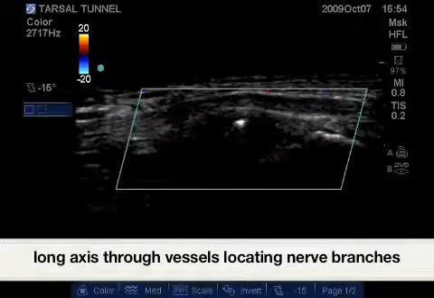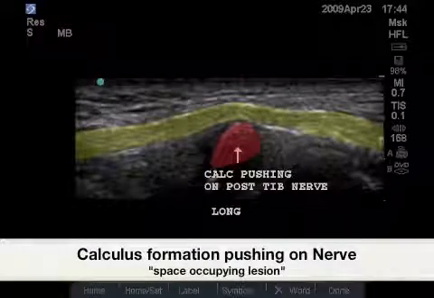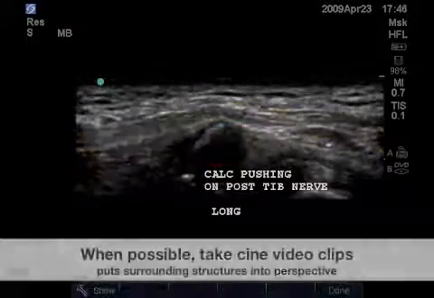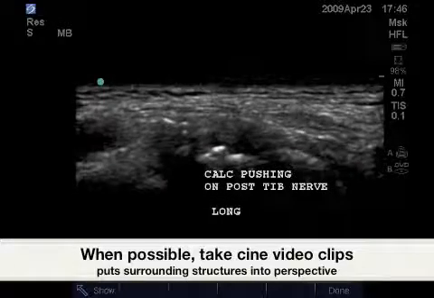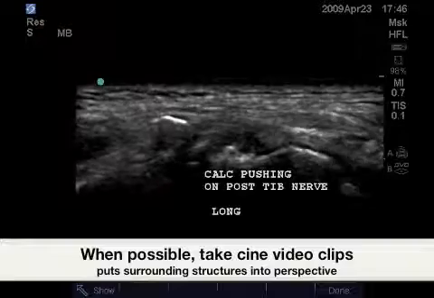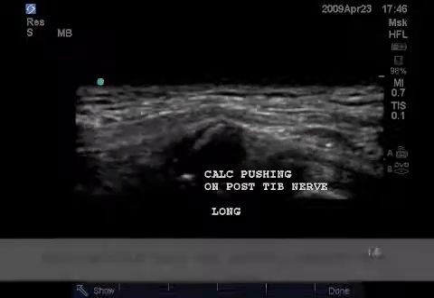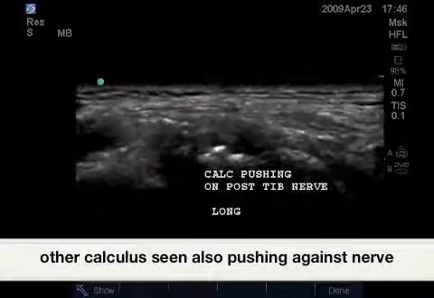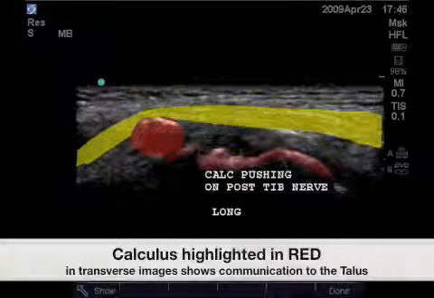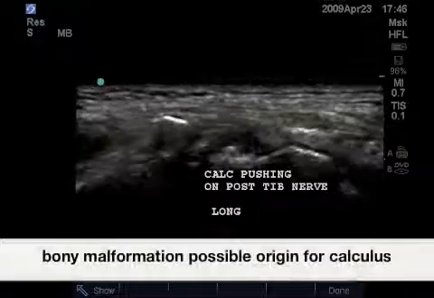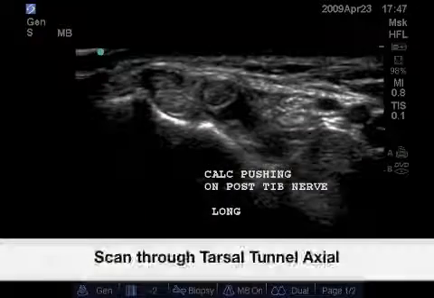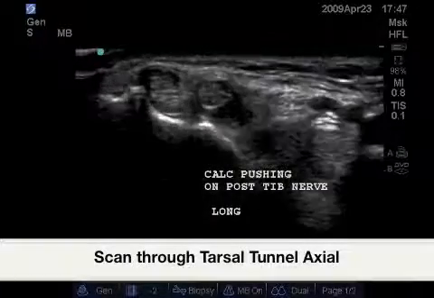Utilizing the posterior tibial artery and veins as a landmark, it is easy to identify the posterior tibial nerve, in this case being compressed by a bony calculus formation. Anytime pathology is suspected, it is always important to note these abnormalities in both longitudinal as well as transverse planes. Here's a transverse image of the bony calculus, which may also be termed a space-occupying lesion.